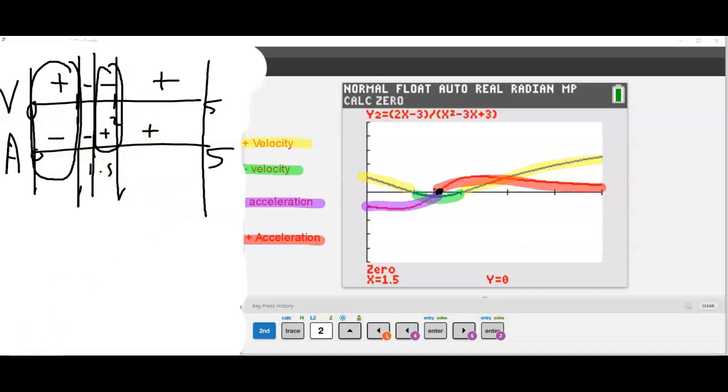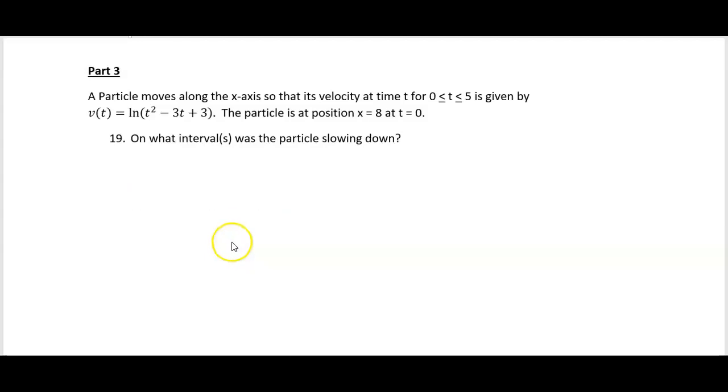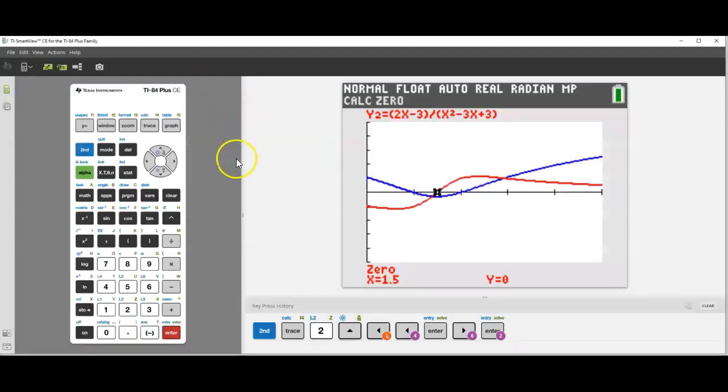So how would we write our answer? There you go, and that's it. The particle is slowing down when the velocity and acceleration have opposite signs, and that happens on those two intervals where they were opposite. All right. Now, I told you there was another way that you guys could have done this. Instead of finding the derivative by hand, you could also find the derivative on the calculator, and I'll show you how to do that. So check this out real quick.